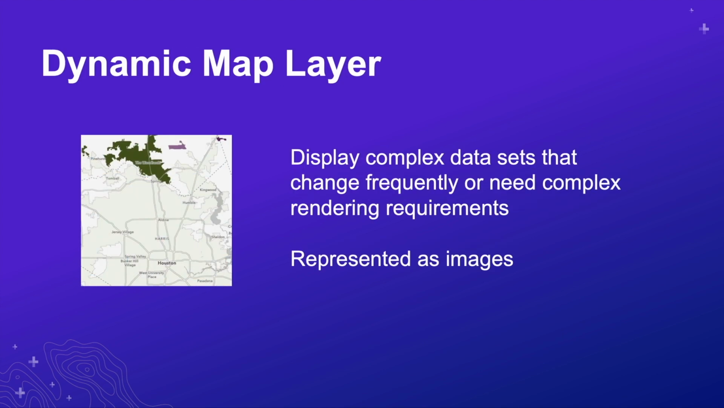Next is the dynamic map layer. This helps you display complex data sets that change frequently or need complex rendering requirements. They are represented as images. You could have a geodatabase with transactional data that you're editing frequently. What happens is, when your application makes a request, our server technology creates that image dynamically against that database and then sends that to your client.